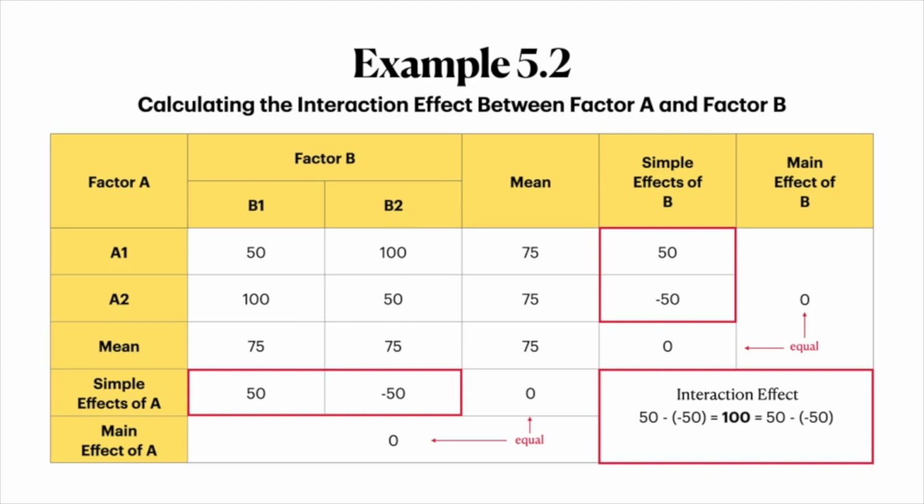And so we see that we can calculate it either way, either as a difference of the simple effects of A or as a difference in the simple effects of B. So 50 minus a negative 50 as the difference in the simple effects of A in this case, and it's actually the same difference when we look at the simple effects of B. So the interaction effect for this particular situation, given these values for the treatment combination means, is 100.